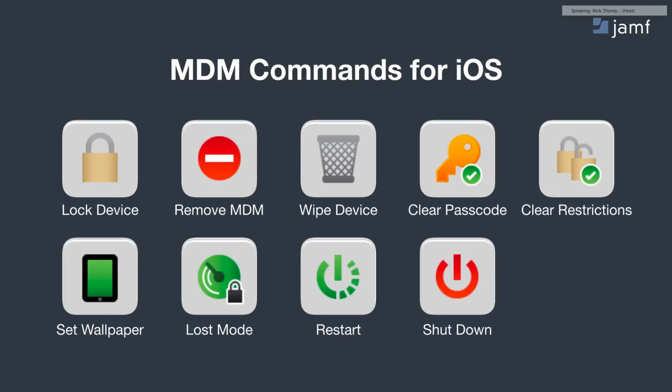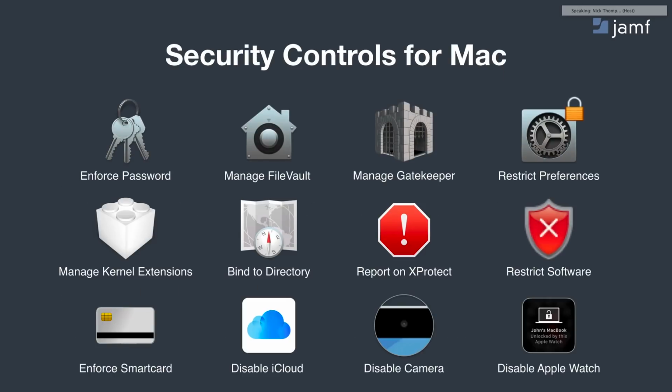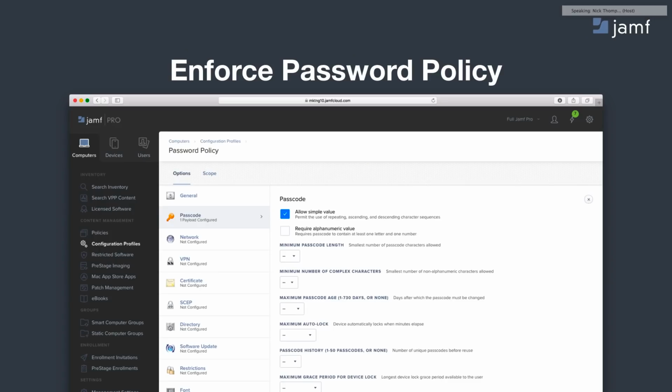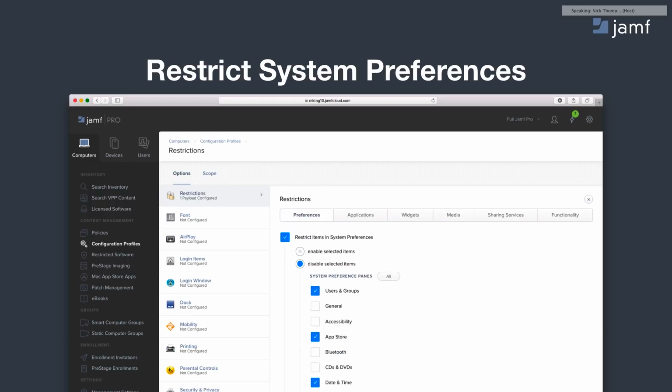Then you can use Jamf Pro to enforce a number of security controls that are out there. And I just want to highlight a few of these here. So here are some common ones that IT will typically do. They'll enforce password policies. They want to say, great, enforce a password on all of my Macs or all of my iOS devices. Or restrict some system preferences. I don't want them accessing the date and time preferences or the App Store preferences.